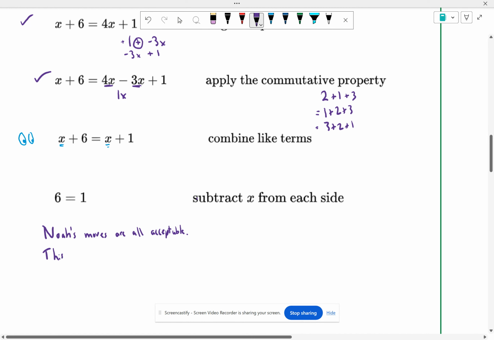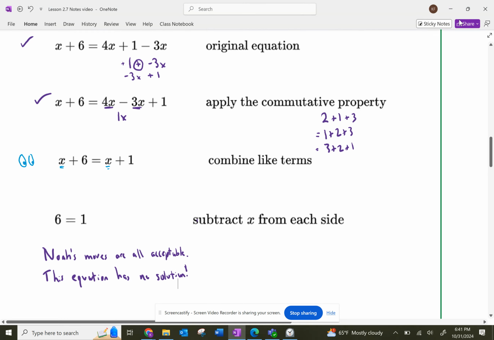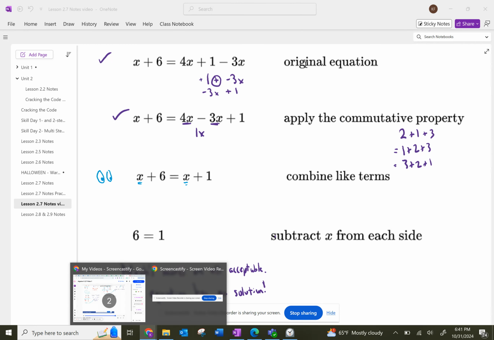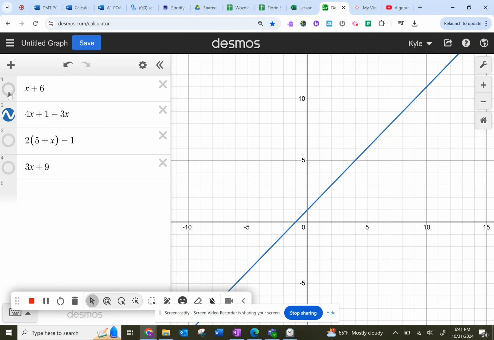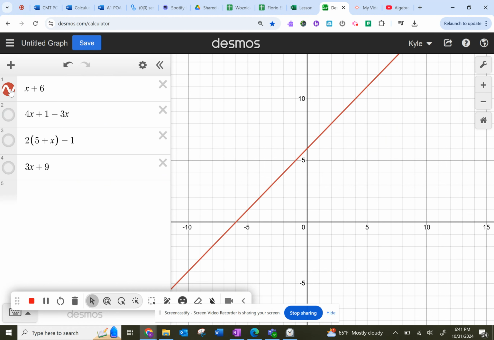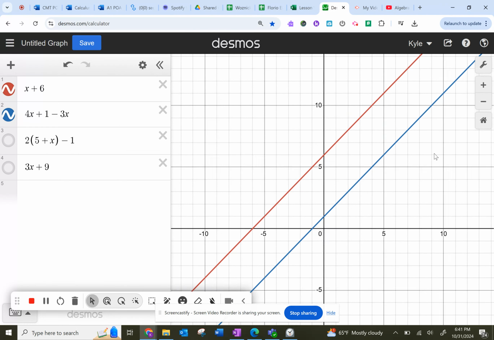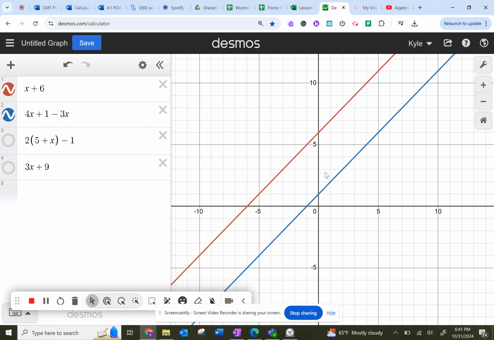This equation has no solution. There is no real number that can solve this. And I want to show it to you graphically, because if I look at this, the left-hand side was x plus 6. The other side was 4x plus 1 minus 3x. The solution of the equation is where the lines intersect. And if you notice, these lines are what we call parallel lines. They'll never intersect. So there is no point where the blue line will ever actually intersect with the red line.